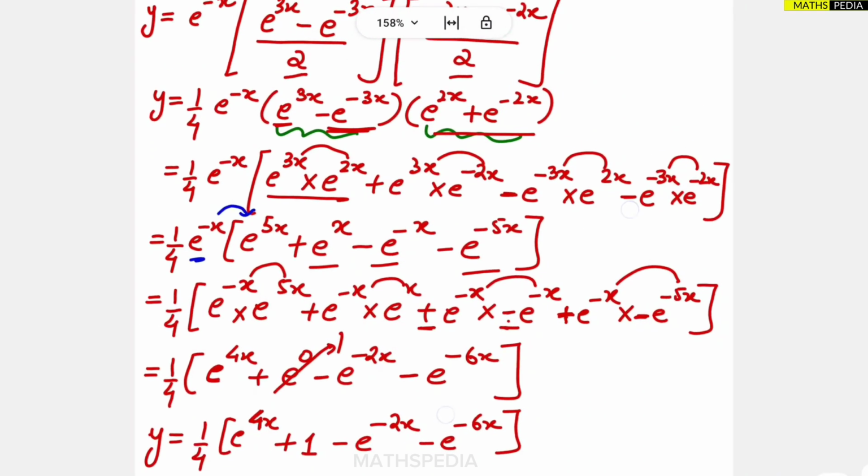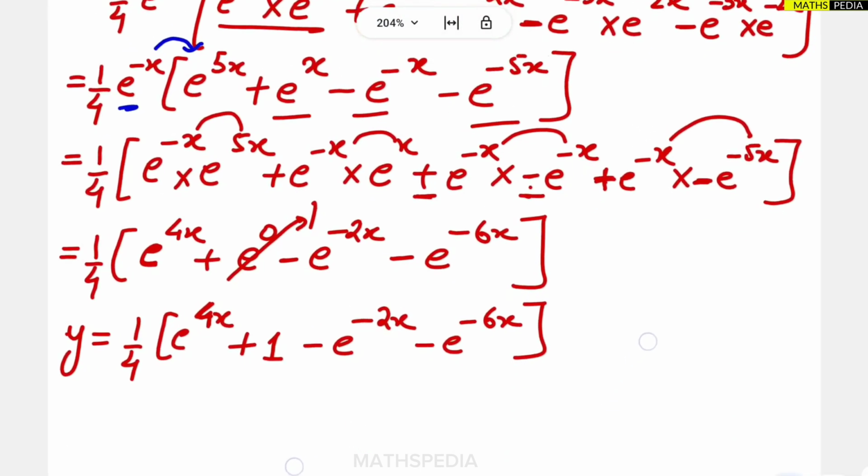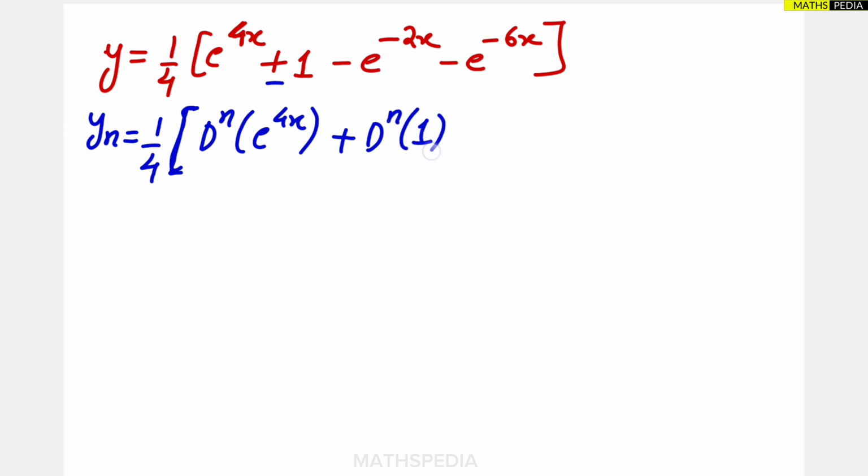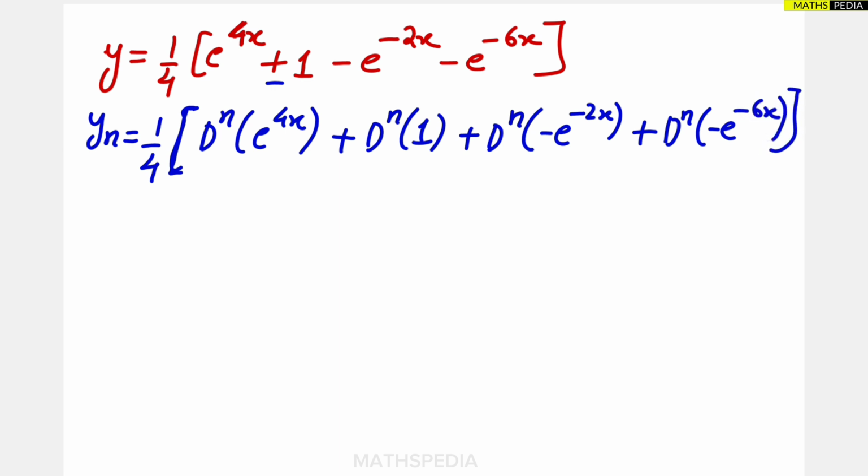You can see how many steps we have done. You can avoid these steps if you multiply directly. I'm just showing each and every step. After simplifying, we now go for the nth derivative. So the nth derivative will be equal to 1 by 4 outside. Now for each and every term we have to find the nth derivative: nth derivative of e power 4x plus nth derivative of 1 plus nth derivative of minus e power minus 2x plus nth derivative of minus e power minus 6x. What is the meaning of d power n here? D power n basically means the nth derivative.